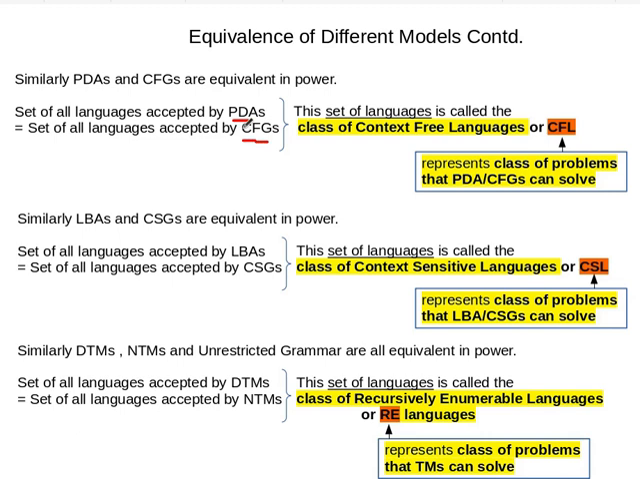So then again we can talk about the set of languages that is accepted by PDA or the set of languages accepted by CFG. That set of languages would be the same for the CFG and PDA, right? And we call this set of languages the class of context free languages. So now we are talking about language classes, right? They are called CFL, the context free language class. And again, this represents problems that these models can solve. And in terms of solving problems, they are equal in power.